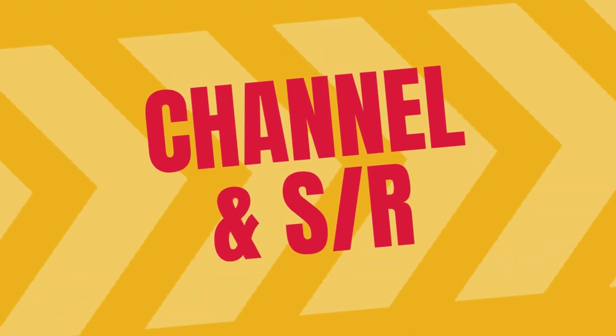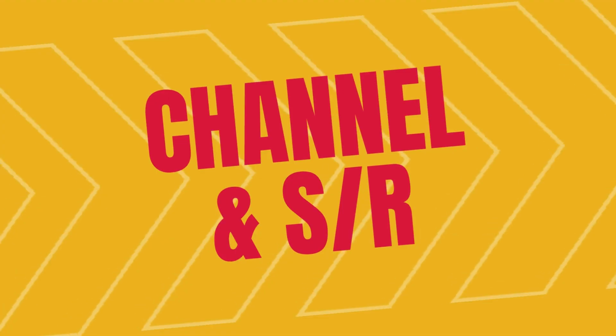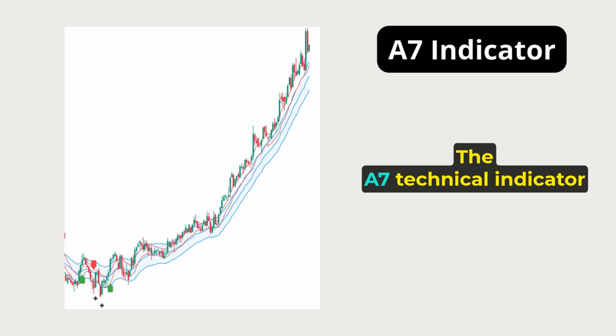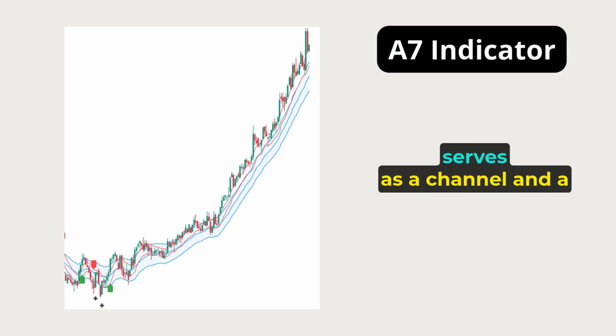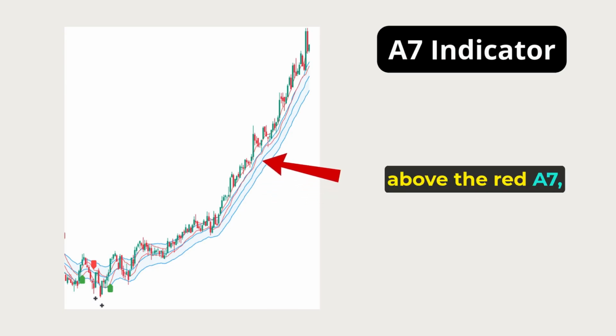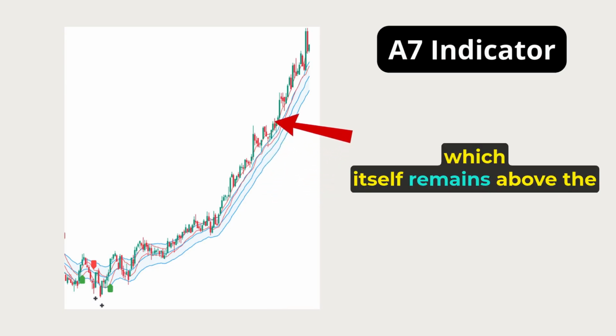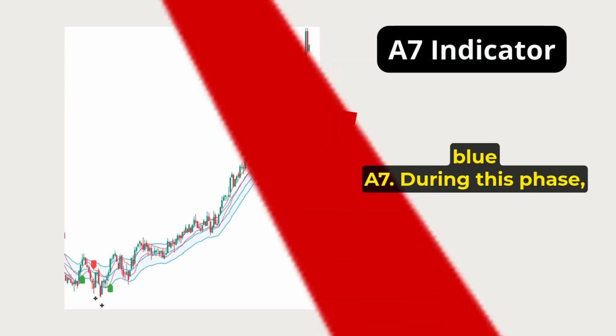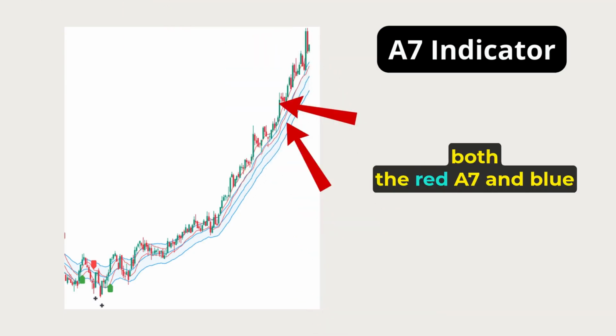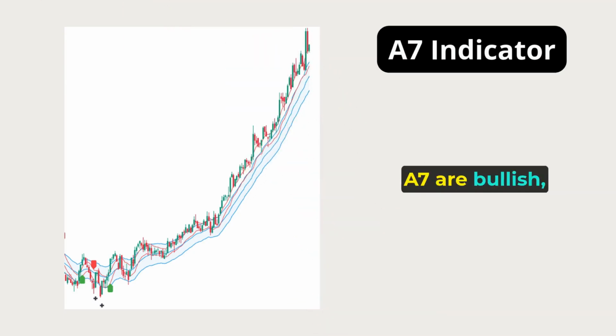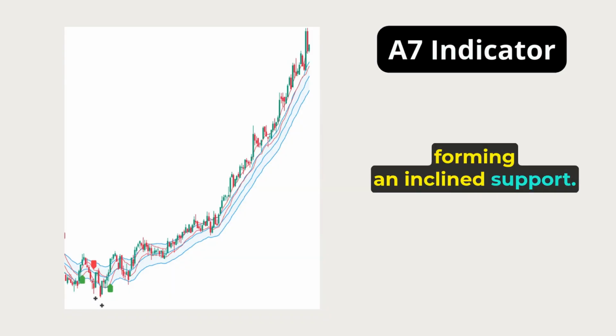The A7 acts as a channel, support, or resistance. The A7 technical indicator serves as a channel and a support for prices. In a strong uptrend, prices tend to stay above the red A7, which itself remains above the blue A7. During this phase, both the red A7 and blue A7 are bullish, forming an inclined support.